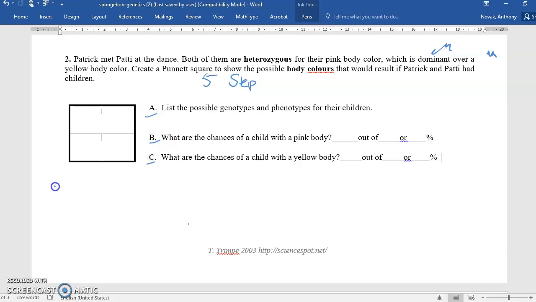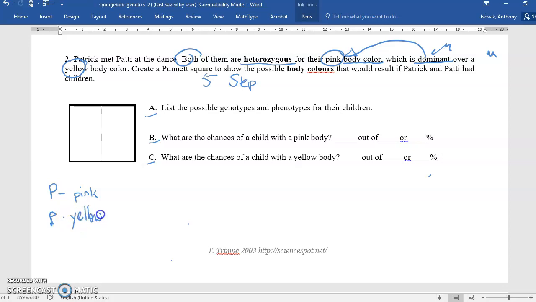So step 1 is the key of the alleles. So you need to do some reading. We have Patrick and Patty, and both of them are heterozygous. And it's for body color, and we have pink and we have yellow. But we've been told that pink is dominant. So we'll use that as our letter, capital P for pink, dominant. And of course we use the same letter but lowercase for the recessive, which in this case is yellow.